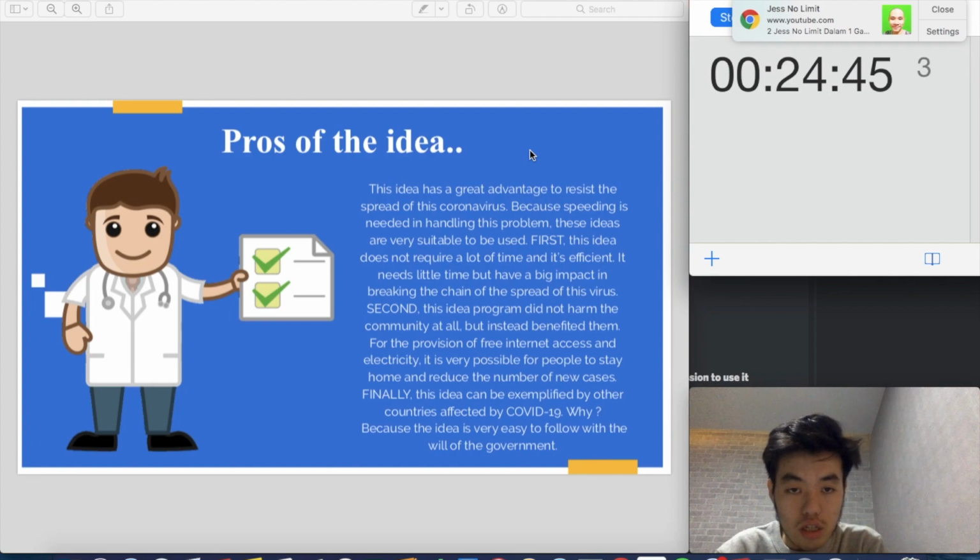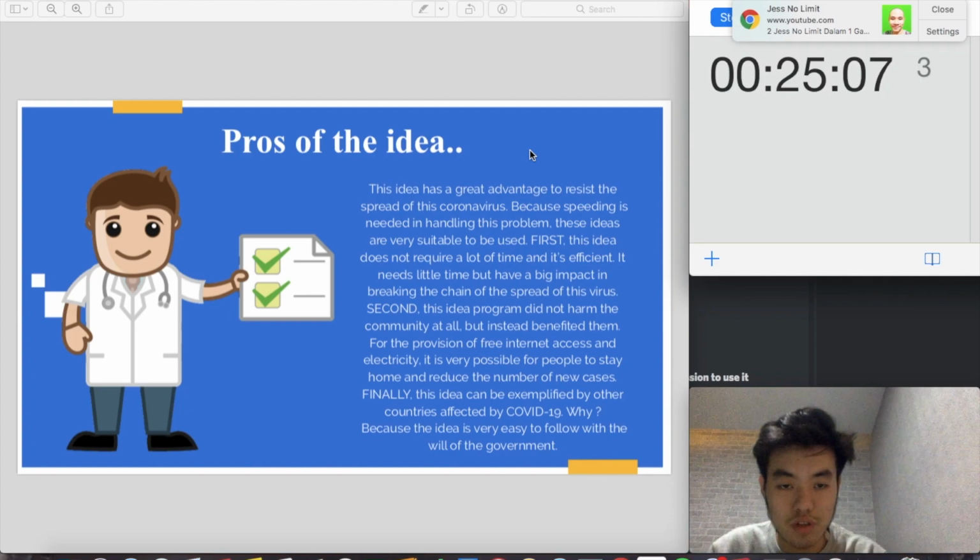These ideas have a great advantage in resisting the spread of this coronavirus. Because speed is needed in handling this problem, these ideas are very suitable to be used. First, this idea doesn't require a lot of time and it's efficient. It needs little time but has a big impact in breaking the chain of the spread of this virus.